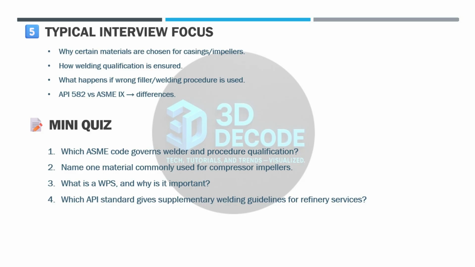Mini quiz. Let's do a quick quiz. 1. Which ASME code governs welder and procedure qualification? 2. Name one material commonly used for compressor impellers. 3. What is a WPS and why is it important? 4. Which API standard gives supplementary welding guidelines for refinery services?